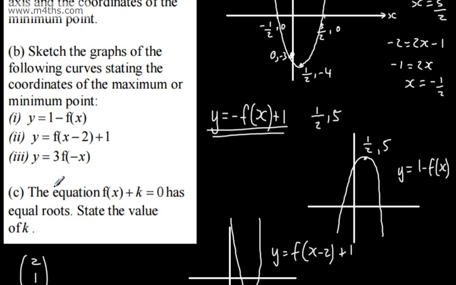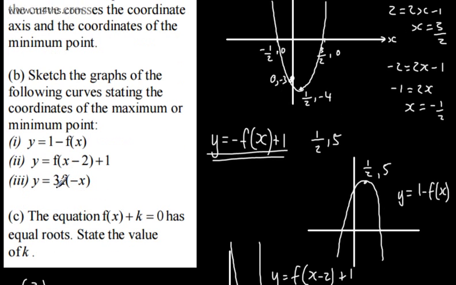In part C, it says the equation f of x plus k equals 0 has equal roots. We're asked to state the value of k. If this has equal roots, we could either look at the discriminant being equal to 0, or we could just consider that if we lifted this up, and let's write this here. If I made this distance right here, well, we can see that's 4. If we say that k is equal to 4, we have f of x equal to (2x minus 1) all squared, which is going to touch the x-axis at the point where x is equal to 1/2.